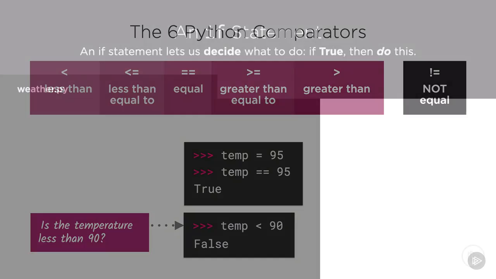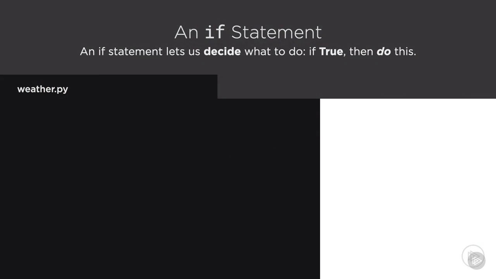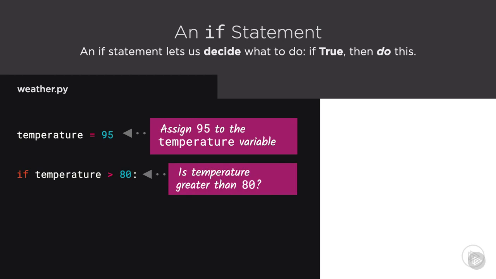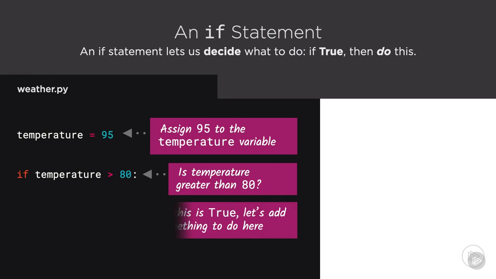Now, let's look at how these comparators are used inside an if statement to make a decision. An if statement lets us decide what to do. It's like saying, if this comparison is true, then do this. In our program, again, we'll set temperature to 95, then we have the keyword if followed by a comparison, is temperature greater than 80, which evaluates to true.